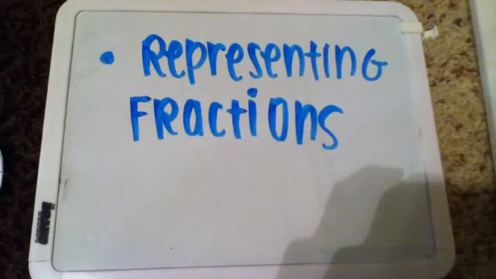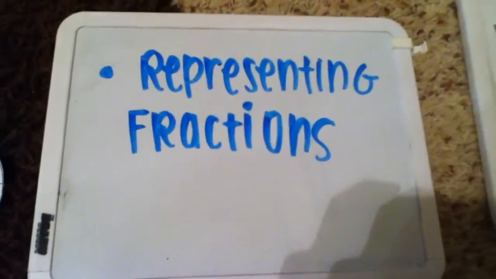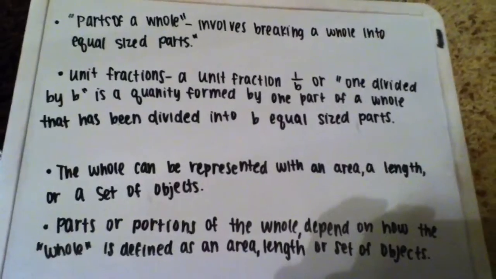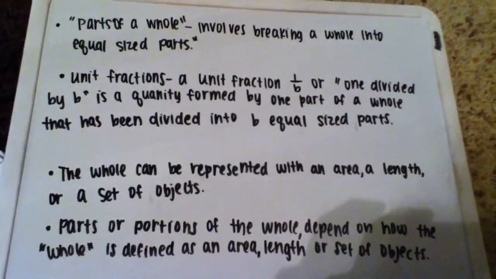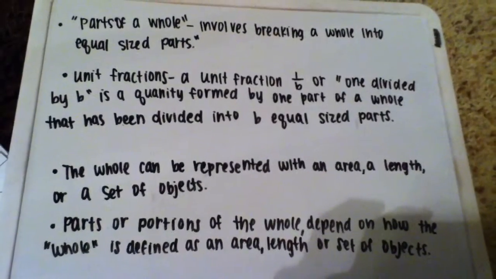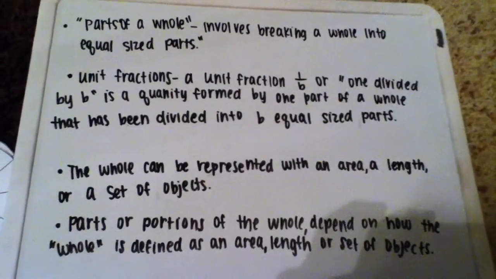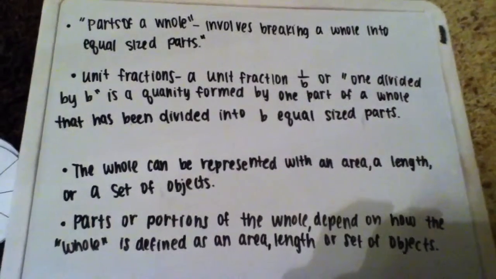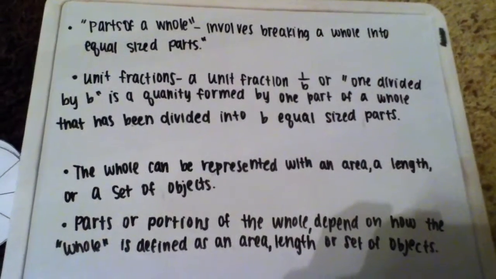The lesson we're going to be going over today is called representing fractions. A few things to go over before we start. Parts of a whole is defined as involving breaking a whole into equal-sized parts. A unit fraction 1 over b, or 1 divided by b, is a quantity formed by one part of a whole that has been divided into b equal-sized parts.